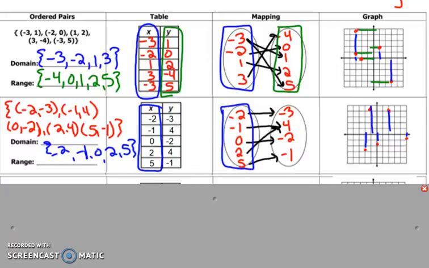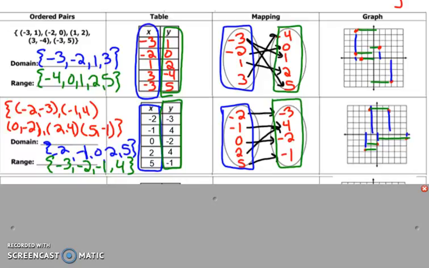Now, for our range, we're going to look at our y-axis. So it is anything that is there, or any of our lines, in this case, the lines I had originally drawn, over to the y's. Now, we do have a repeating y, so we don't have to worry about writing it again. So it's going to be -3, -2, -1, and 4. And again, it's in increasing order.